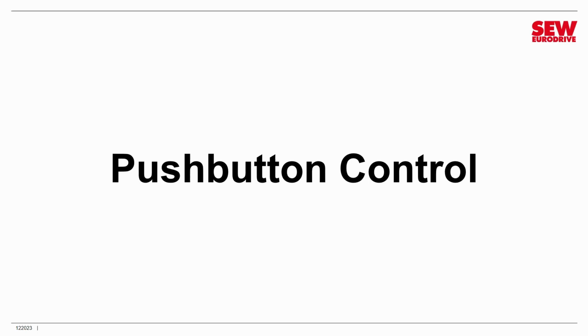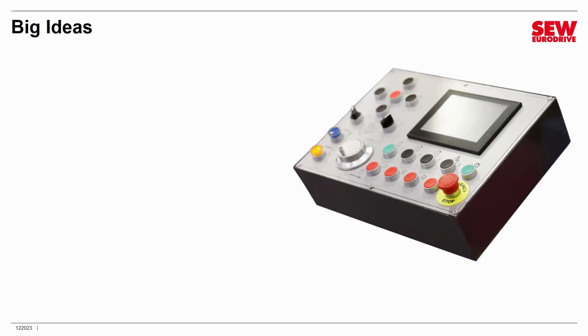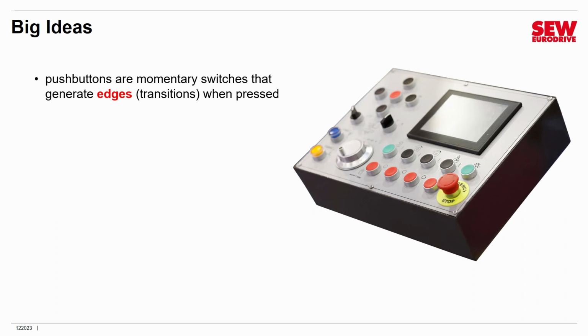We're going to start by talking about push button control, controlling the VFD with buttons rather than toggle type switches. Let's establish a few big ideas here of push button control. First of all, push buttons are momentary switches that generate edges or transitions between low and high or high and low when they're pressed. So a regular on-off switch, you turn it on, it generates a high signal and it stays high until you turn it off when it goes back to low. A push button is momentary. It's predominantly one level and it briefly transitions to the opposite level when you press it, but then when you release it, it goes back to the original level.